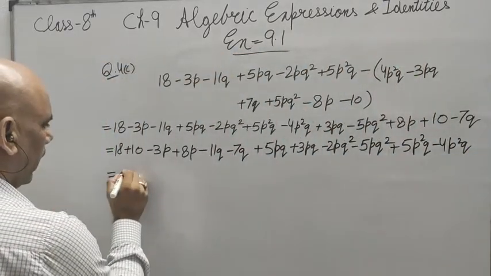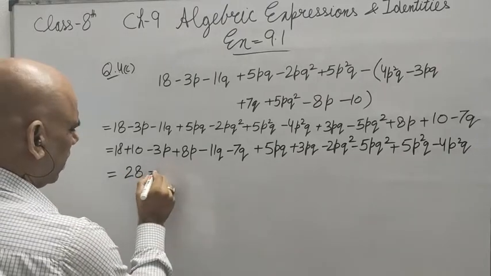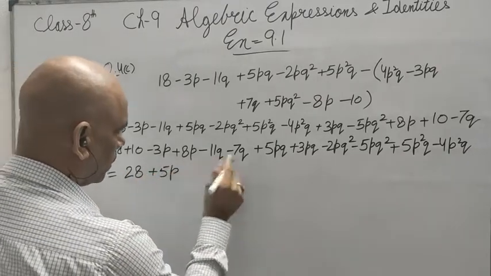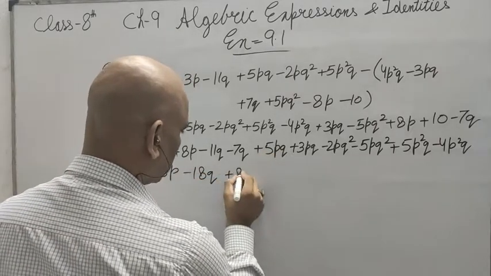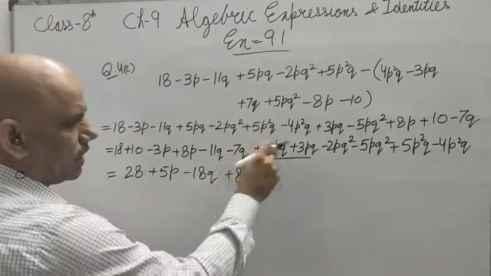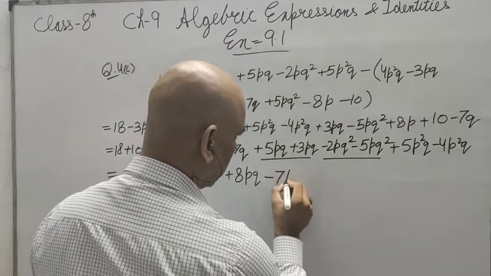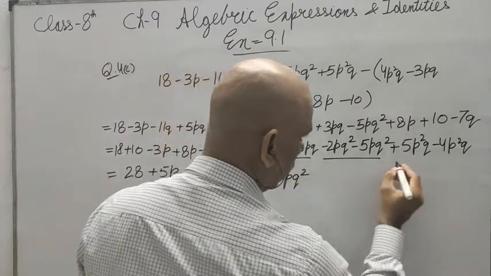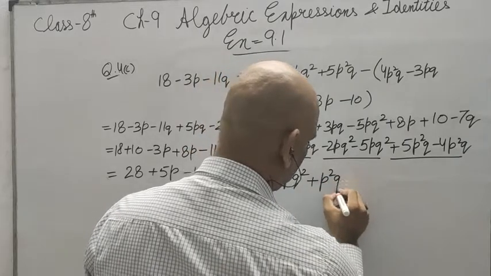Now same sign will be added, different sign will be subtracted. So different sign, plus 5; same sign, minus 18q; same sign, so plus 8pq. Look, these have the same sign. Now these two again have the same sign, so minus 7pq square. What is the sign here? Different. So different sign will be subtracted and I got p square q.